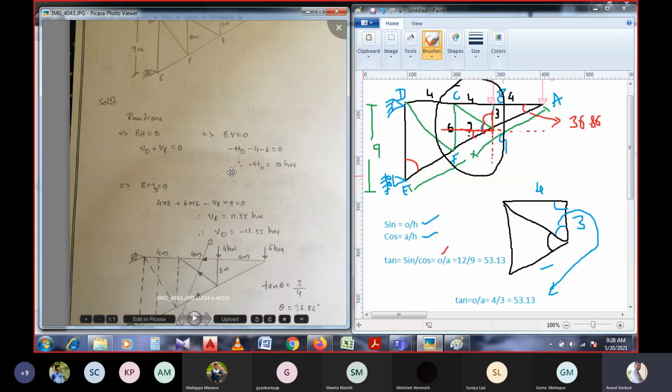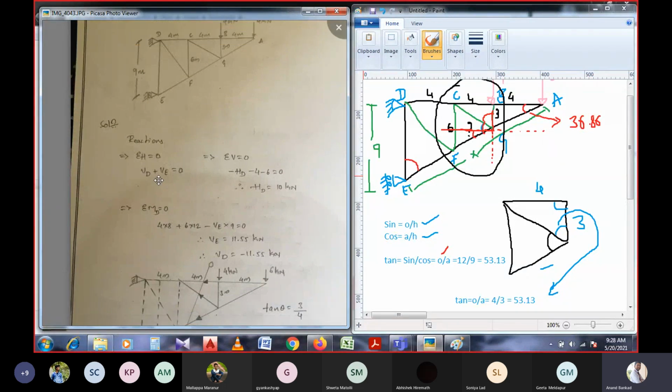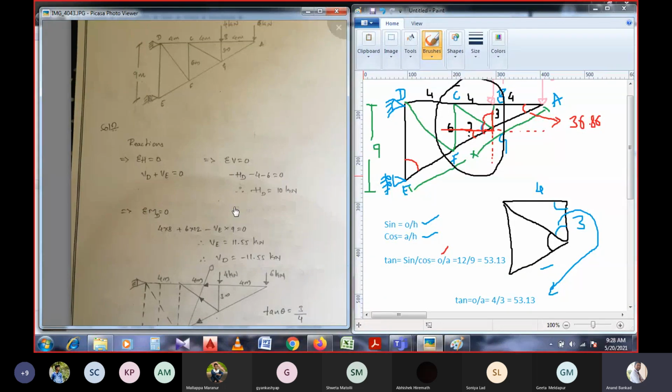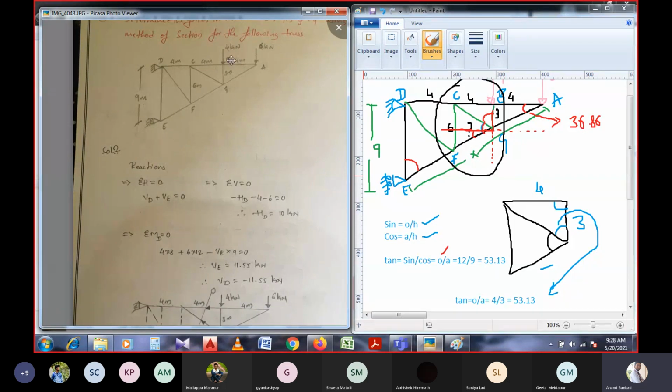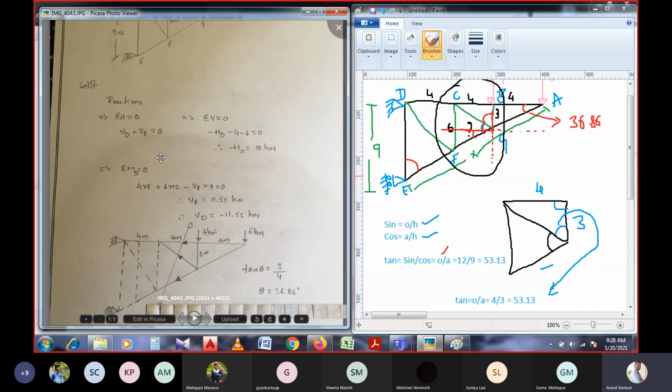VE as 11.55 kilonewtons, and if you substitute in a horizontal force, the VD will also be 11.55 kilonewtons, right? So due to this vertical load, there is some horizontal force which is developed due to the load acting at the end of the truss. So this is how we need to calculate the reactions.